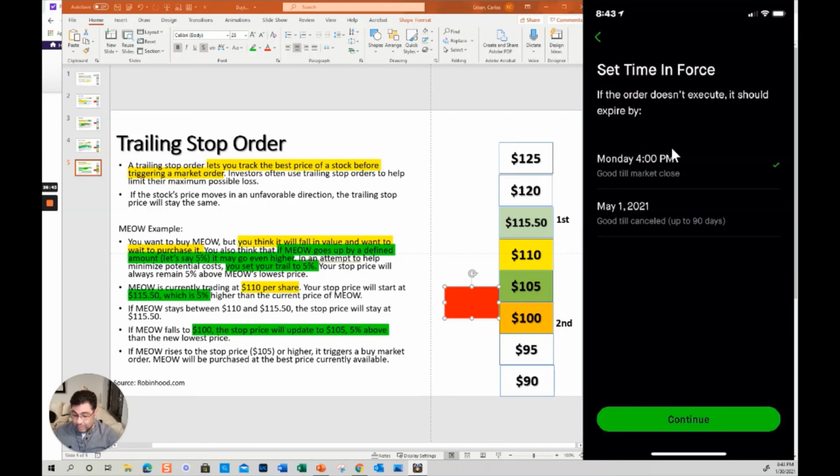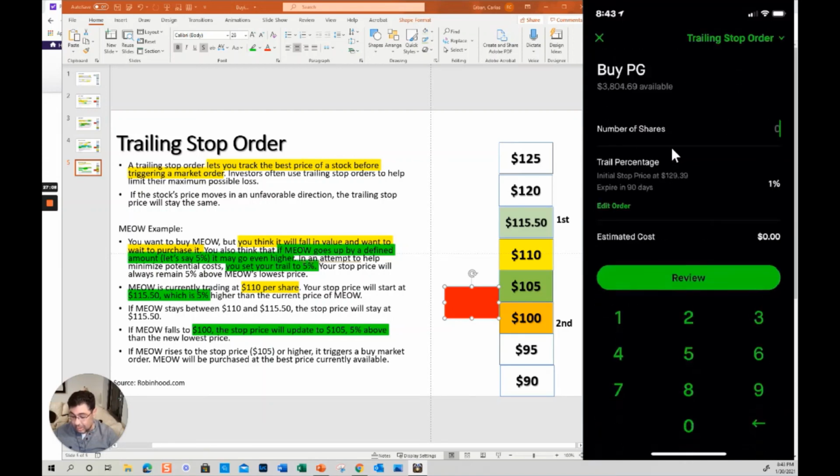It says if the order doesn't execute, it should expire by Monday 4 p.m. Or I can put it for 90 days. I'm actually gonna put it for 90 days. I can cancel it later, so I don't mind. Okay, continue. How many shares am I gonna buy?